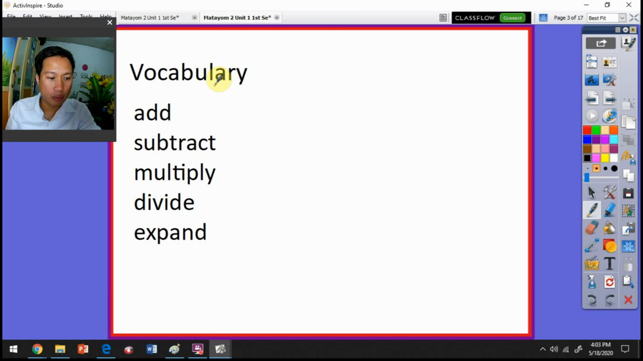And we have our very first vocabulary, which is very helpful because I'm going to say it again and again in this online class. The first one is add, subtract, multiply, divide, and expand. Again, the vocabulary that we will use today is add, subtract, multiply, divide, and expand.